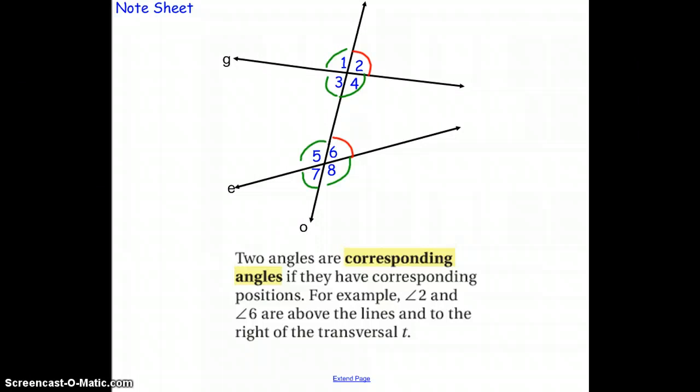Okay, those marks are not indicating congruence. They're simply marking the angles for you to be able to see.